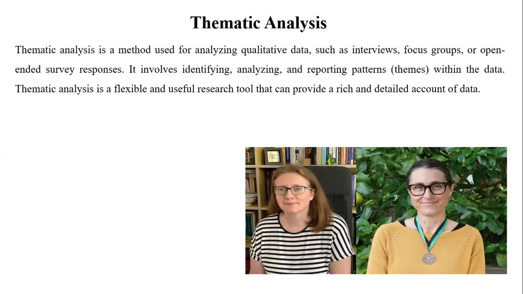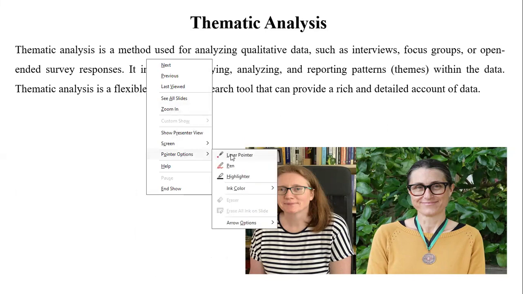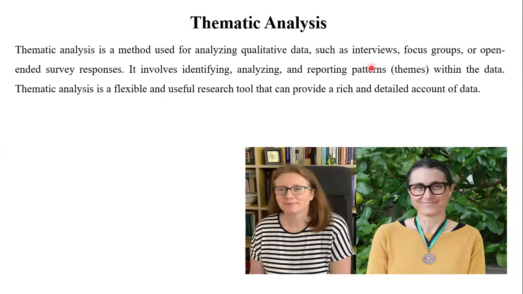So, what is thematic analysis? Thematic analysis is a method for analyzing qualitative data, such as interviews, focus groups, or open-ended survey responses. It involves identifying, analyzing, and reporting patterns or themes within the data.